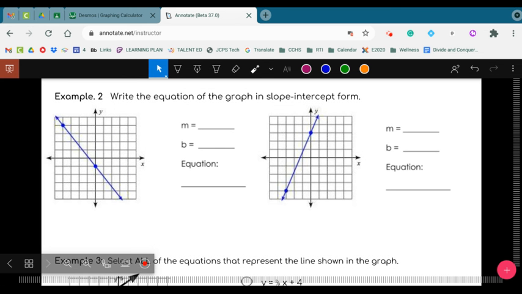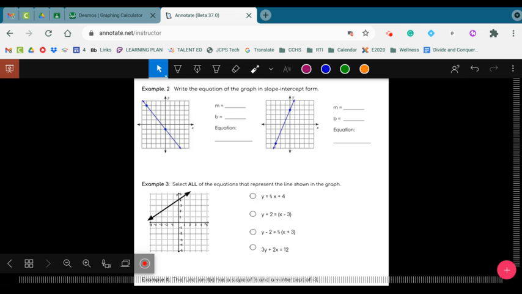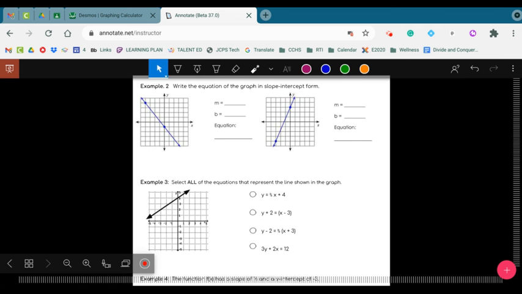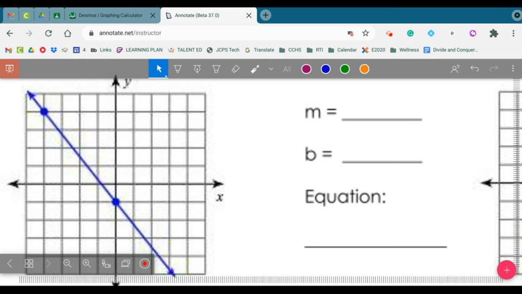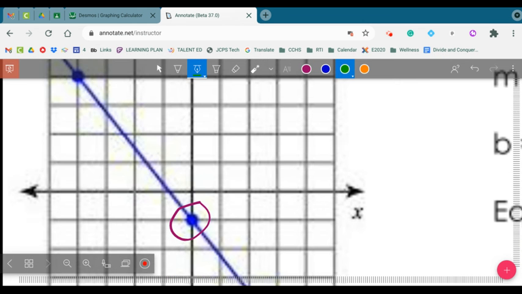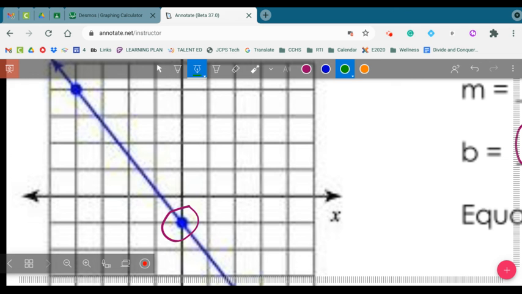So it says write the equation of the line in slope-intercept form. We're going to have to find the y-intercept, and we're going to have to find the slope. So let's find our y-intercept first because that seems to be the easiest. Our y-intercept is right here, which is (0, -1). It's our b value. And then we have to find our rise over run. It has plotted 2 points for us.